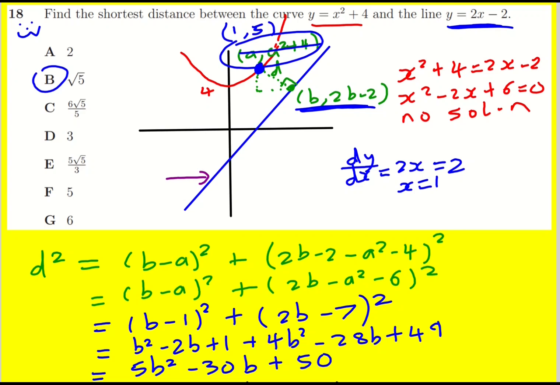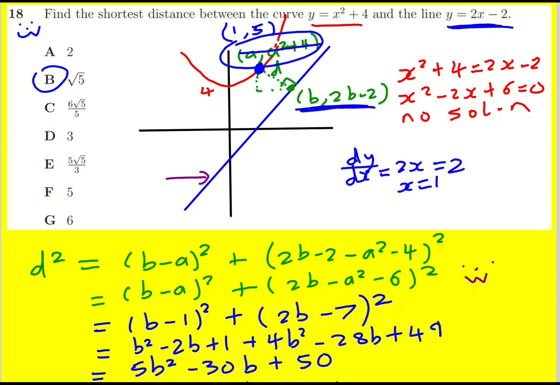So let me just summarize what we've done. We've drawn the two graphs out and we're trying to find the shortest distance. So I just picked x equals a and x equals b on the respective curves, wrote down the y coordinates from knowing the equations of the curves, then worked out the distance between these two coordinates in terms of a and b. That did not look very nice, so we did not pursue that further.